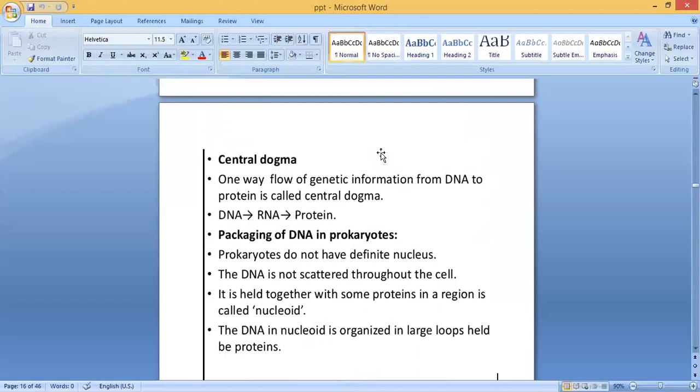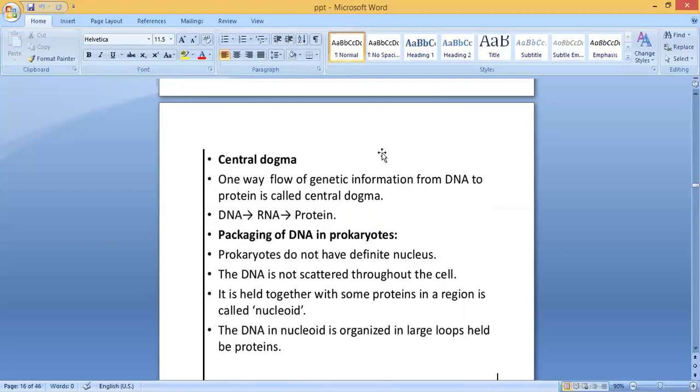Then what is meant by central dogma? Central dogma was proposed by Francis Crick. Francis Crick proposed the central dogma of molecular biology, which states that genetic information flows from DNA to mRNA. mRNA means messenger RNA, and that is known as transcription. And then from mRNA to protein, that is known as translation.